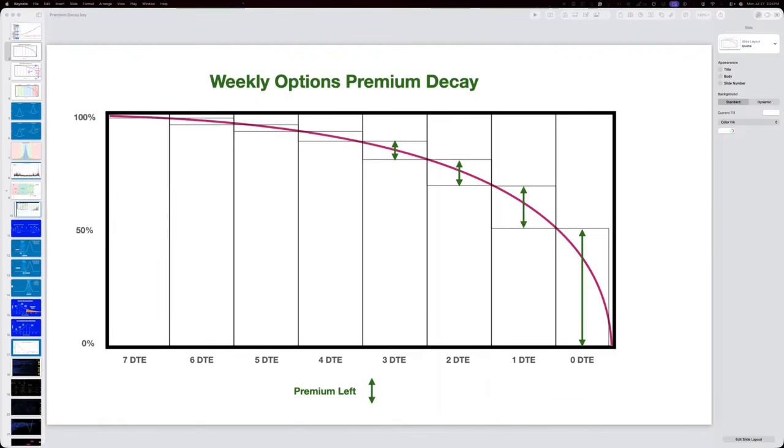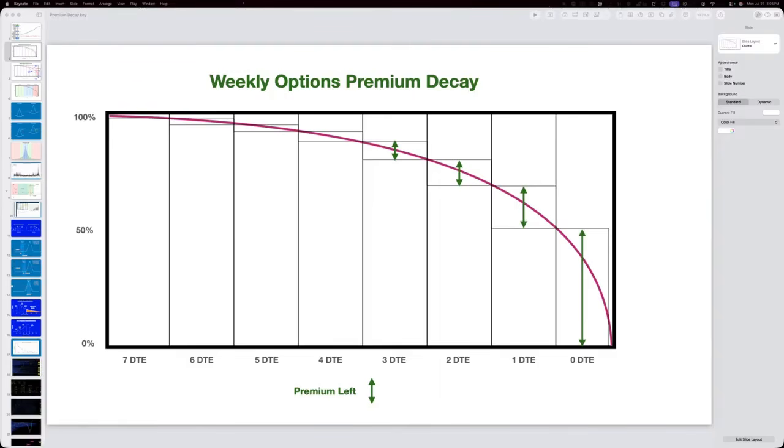So what I'm showing here is the life cycle of a weekly options contract. And the vertical bars, or the vertical columns, are each day in the life of that weekly option. So let's say 8 days. And the magenta line is a representation of the premium that is slowly decaying until you get to the very last day. So you can see it says 7 DTE, that's 7 days to expiration, then 6, 5, 4, all the way down to 0 DTE, which is what we're really interested in.